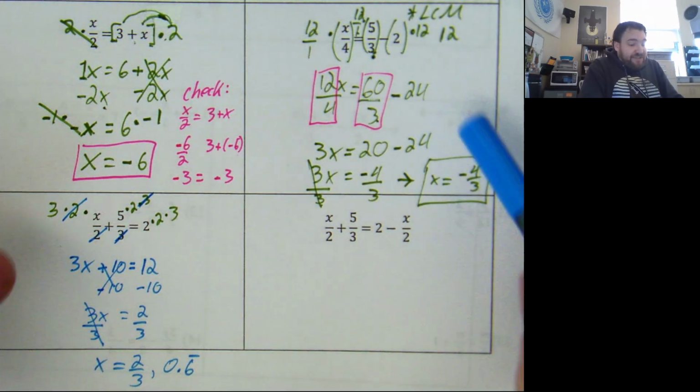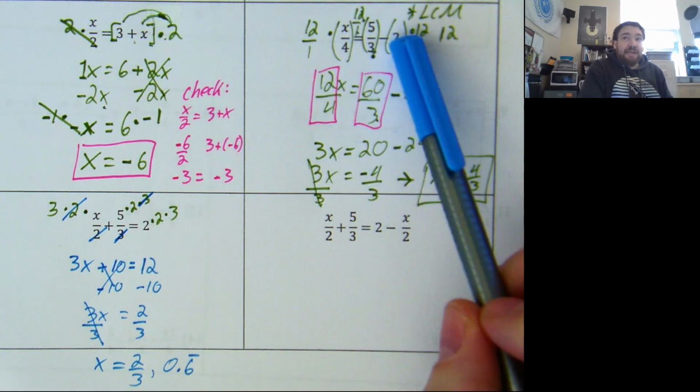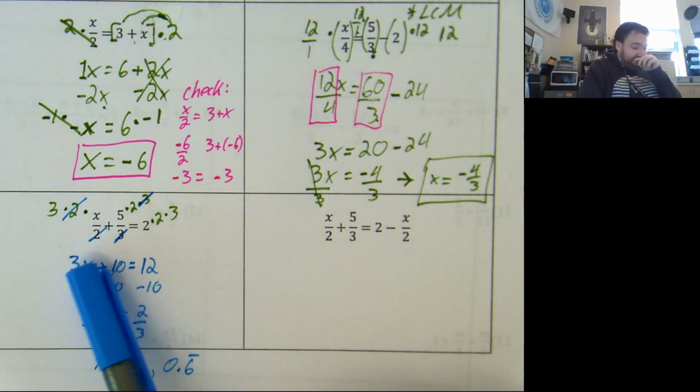So there's two different ways that you can tackle dealing with these denominators: figuring out the LCM and then multiplying by it, or forget thinking about the LCM and just multiply by each denominator.